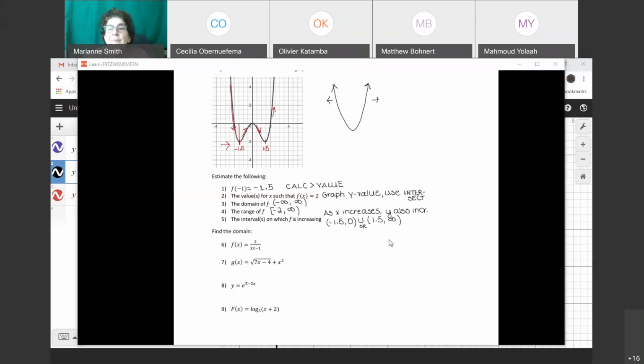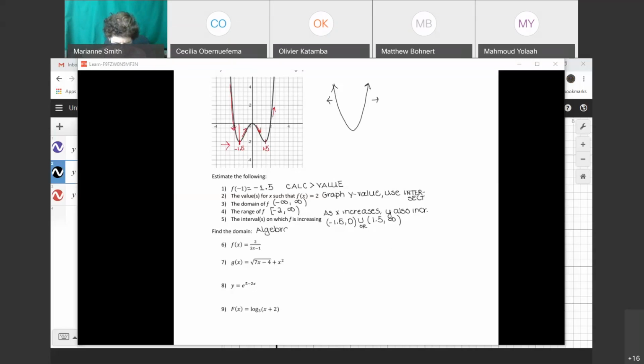Okay, right. All right. So that's finding domain and range and guesstimating values from a graph. It's a lot more accurate to do this algebraically. So the next section is algebraic.